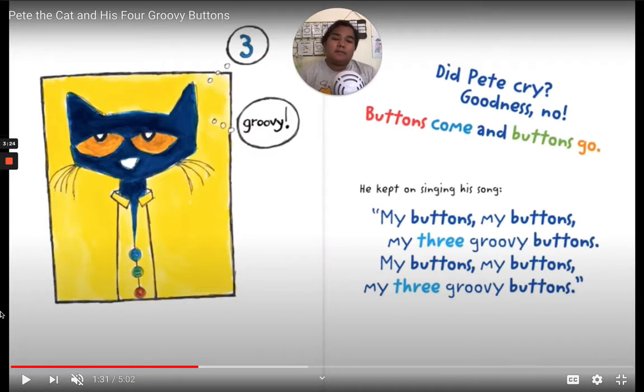My 3 groovy buttons. My 3 groovy buttons. 3 groovy.